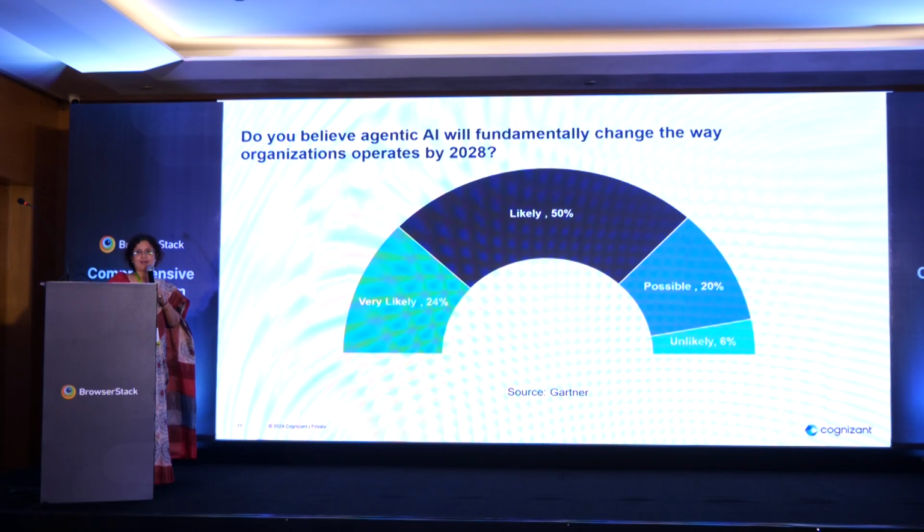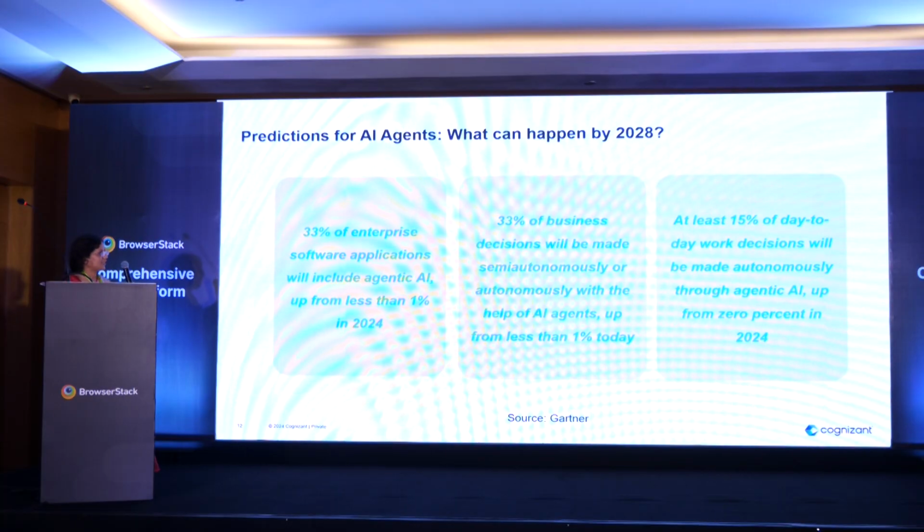Again from Gartner, how will the agentic AI world look by 2028? Is it going to fundamentally change? More than 50% say yes, it's going to change, and we all want to believe that. Now, these are some statistics, and these are all Gartner-provided visions of how agentic AI is going to change the landscape. 33% of enterprise applications will include agentic AI. 33% of business decisions are going to be either semi-autonomous or autonomous. And 15% of day-to-day work decisions are going to be influenced by agentic AI. We are yet to see how far this is true, but coming from Gartner, we can rely on that.